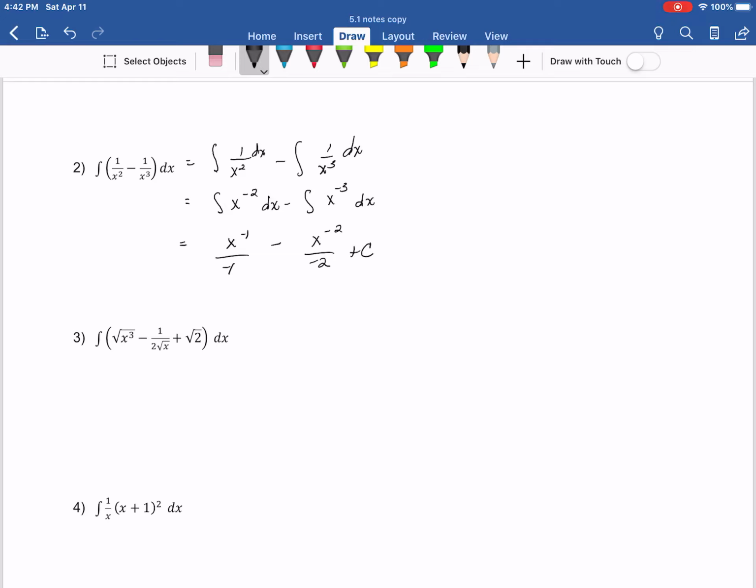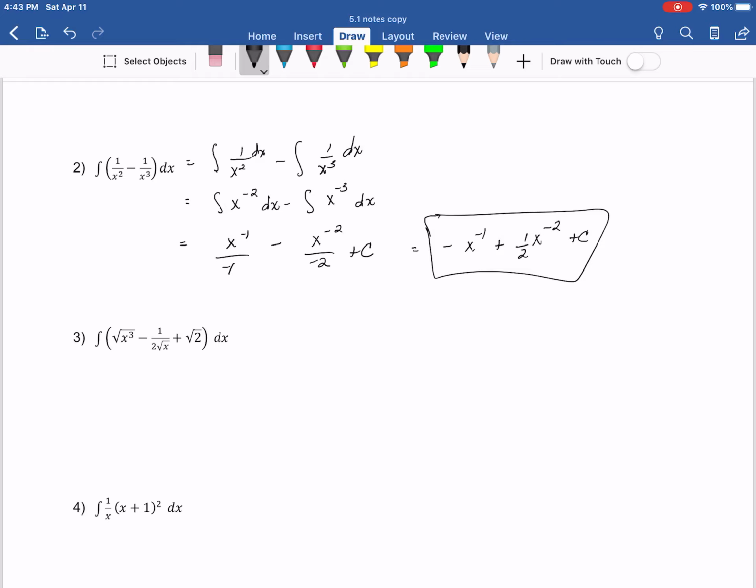There's your plus c. Okay, so I'm going to change the way this looks. Negative x to the minus 1 plus 1/2 x to the minus 2 plus c would be how I would write my answer. And if you didn't like the negative exponents, you could put those in the denominators, but it should be fine.